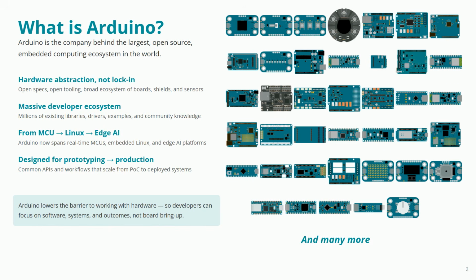Arduino lowers the barrier to working with hardware so developers can focus on software, systems, and outcomes, not on board bring-up. On the right side, you can see just a very small sample of the many different Arduino products. There's an R3, an R4, the Nano series, the MKR, different shields and accessories, an LED matrix, all kinds of things you can plug together. I don't have a slide big enough to put all of these boards on.